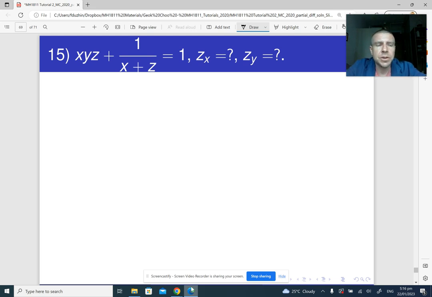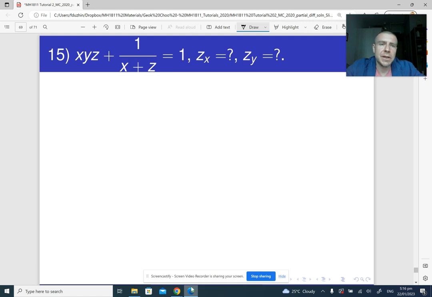All right, question 15 of tutorial 2. So here we have an implicit function, right? So we have an equation that relates x, y, and z, and we are supposed to differentiate z with respect to x and z with respect to y from that equation, right?